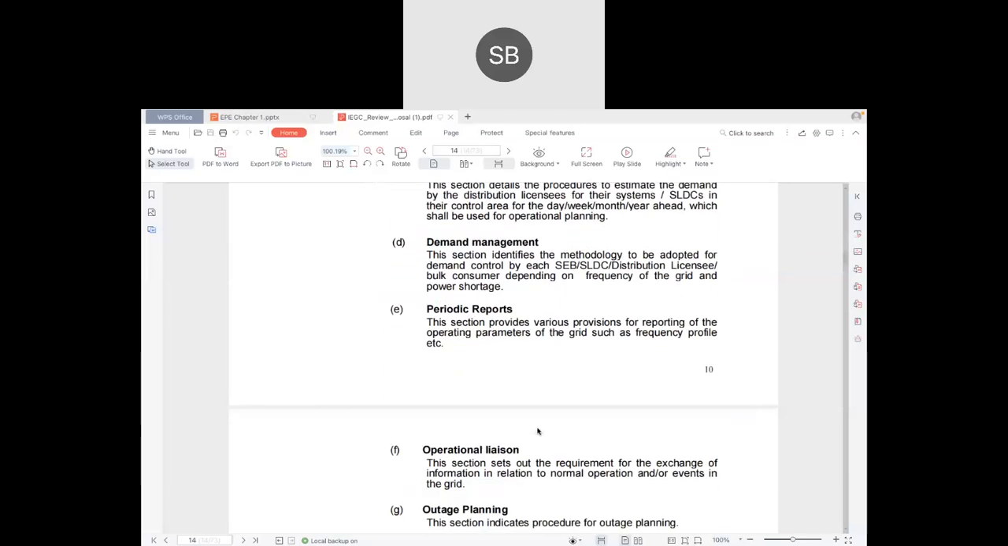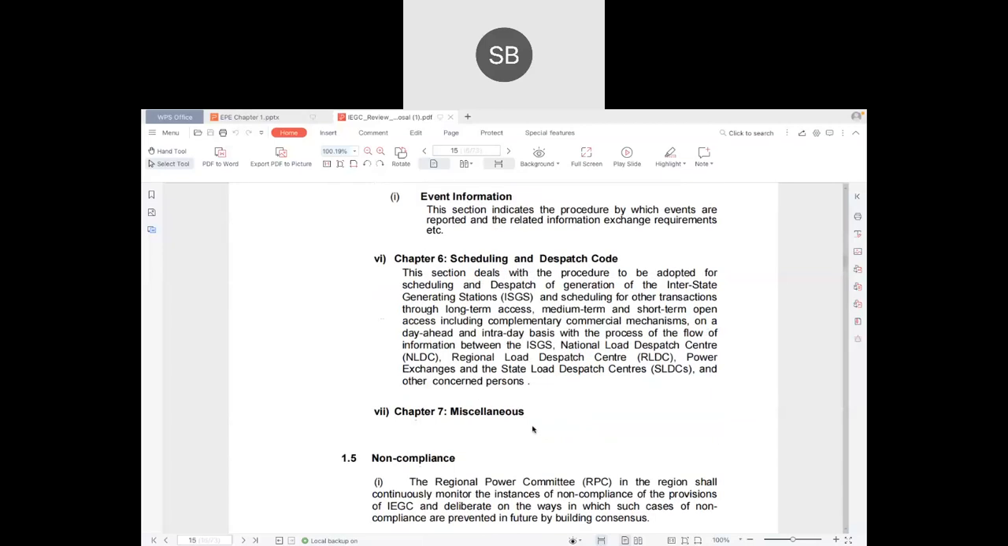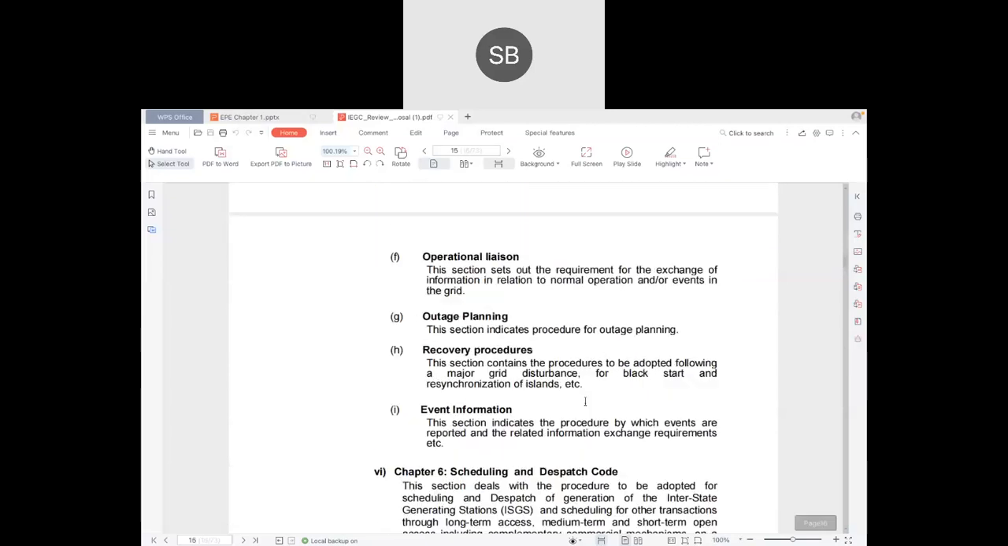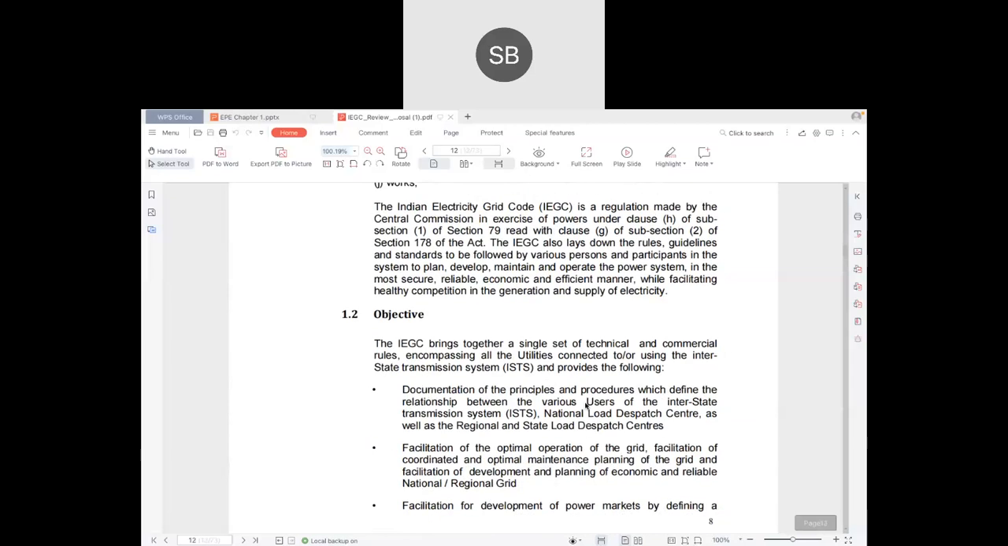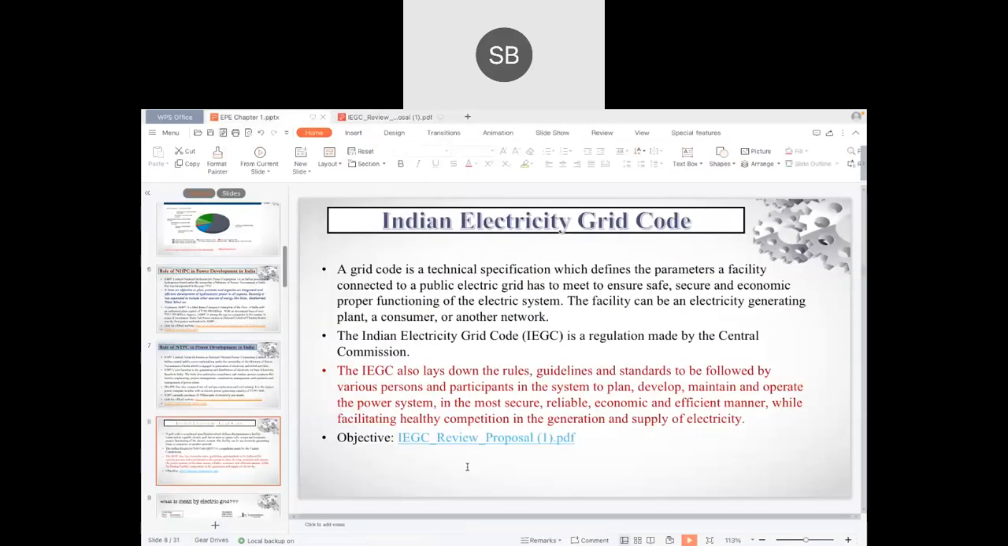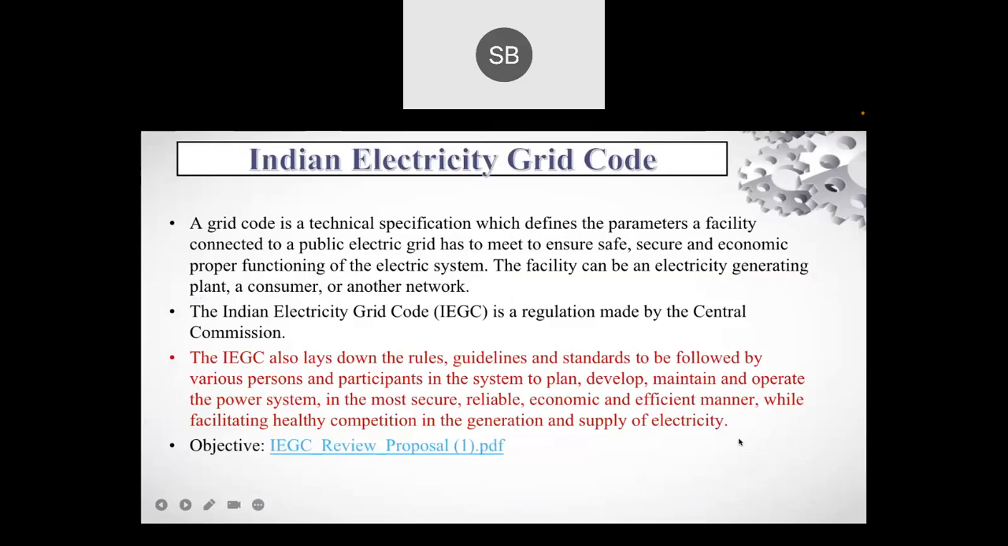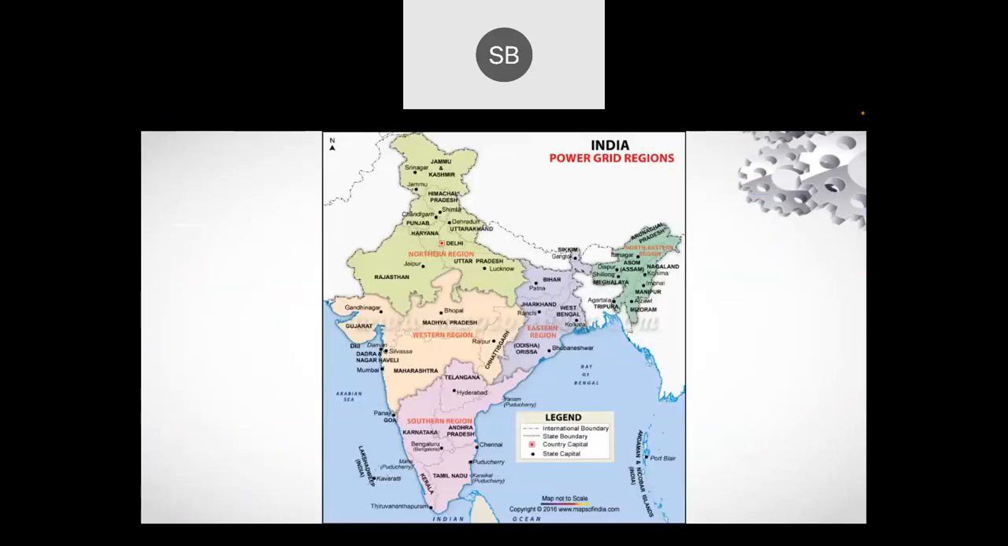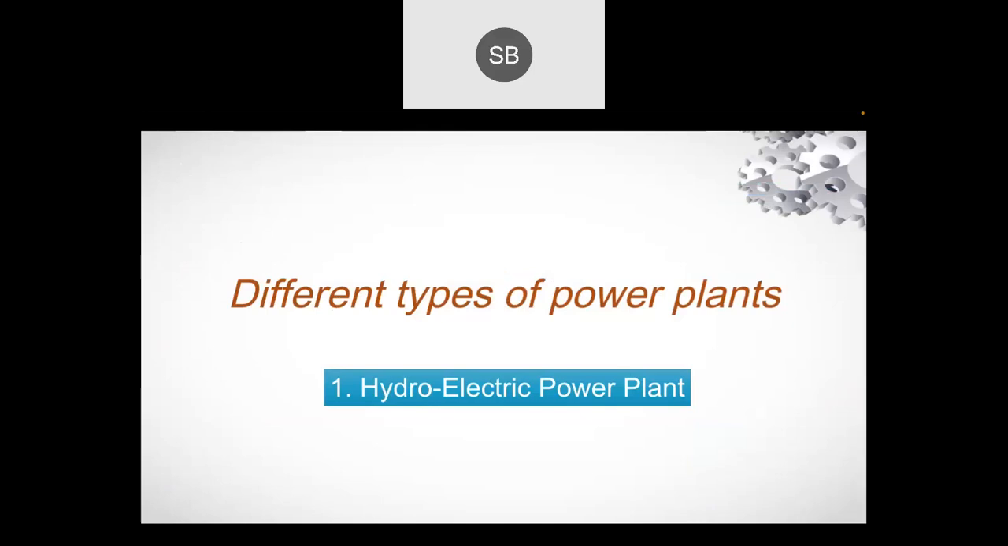The third chapter is the planning code for the interstate transmission lines. Then the connection codes are there, and the operating codes are there. The sixth one is the scheduling and dispatch code. All this has been clearly mentioned inside the IEGC. So that is the Indian electricity grid code. You should read out the introduction, or the first chapter, of this PDF. The next point, we are going to the different types of power plants.